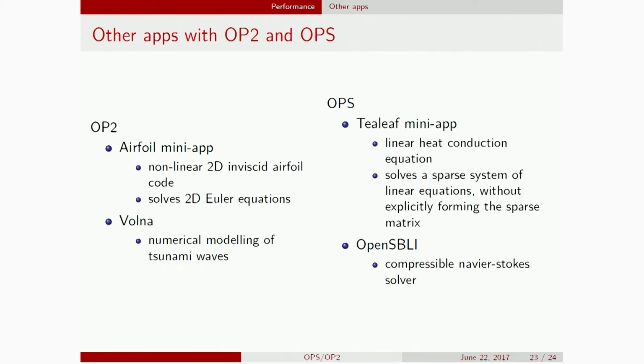So there are some other applications that are already mapped to OP2 and OPS. There is the airfoil, which is a nonlinear 2D discrete airfoil simulation. There is the VOLNA, which is a numerical model for the whole life cycle of tsunami waves on unstructured grids. And for OPS, there is the TeaLeaf, which solves the sparse system of linear equations without actually constructing the sparse matrix, or the OpenSBLI, which is a compressible Navier-Stokes solver.